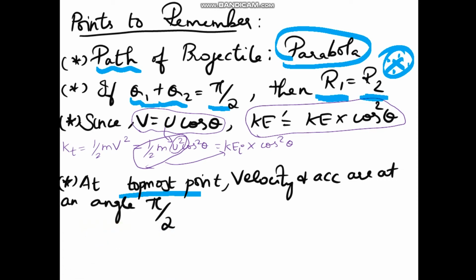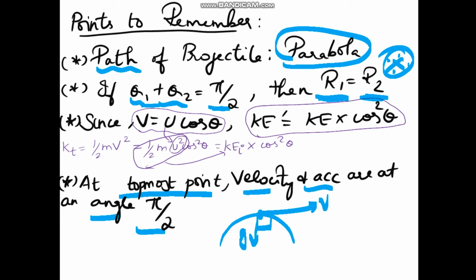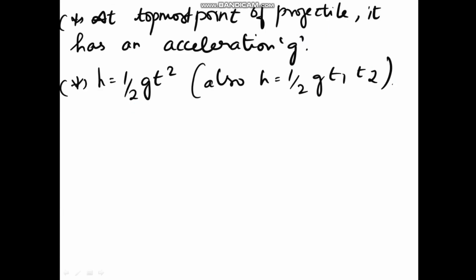Next, at the topmost point, velocity and acceleration are at an angle pi by 2. Suppose this is the path of the projectile. Velocity points towards this direction. Acceleration due to gravity is g, which points downward. So the angle between them is pi by 2.